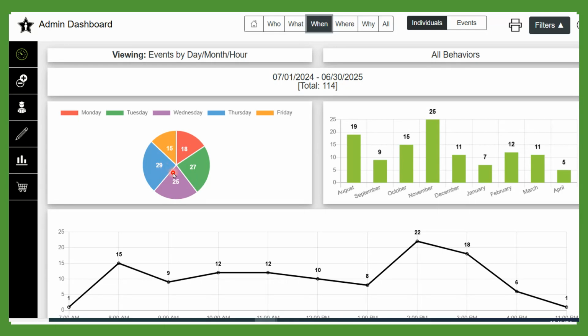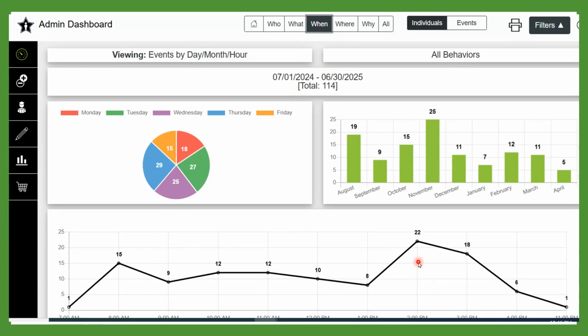It is happening at the end of the week. So it's happening starting on a Wednesday and going between Wednesday, Thursday, and Friday. Tuesday, Wednesday, and Thursday, Thursday being the highest. November seems to be our month that we get a lot of discipline data, with April being the smallest, and this is probably due to spring break.